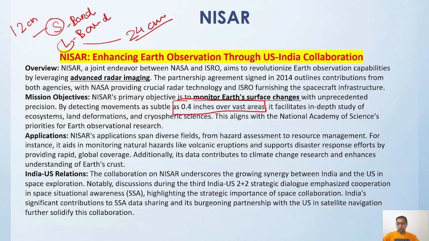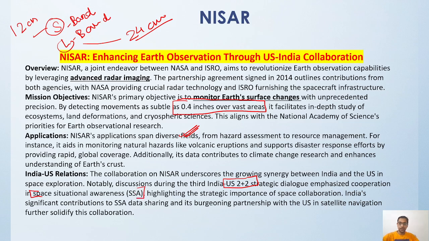It is going to find out exactly where a slight change in the ecosystem has happened, the slightest change in land deformation, the slightest change in the Antarctica ice sheet, or whatever other things are there. So it has a diverse field of functioning. It will monitor various things, from volcanic eruptions to disaster management, with global coverage. This is an India-US relationship, under the US 2+2 strategic dialogue cooperation in the space situational awareness program.